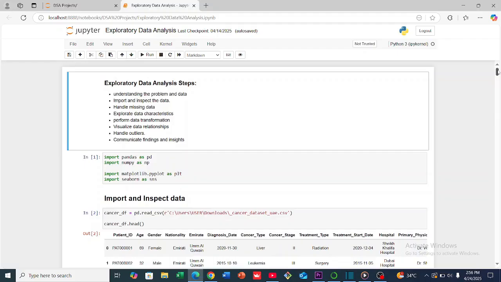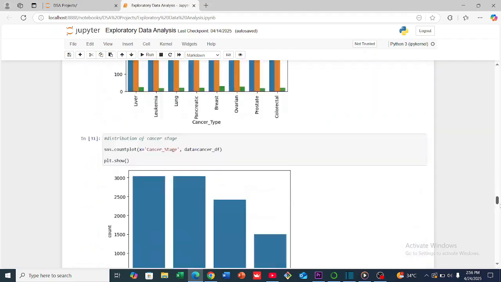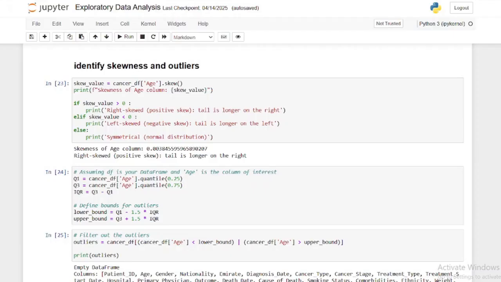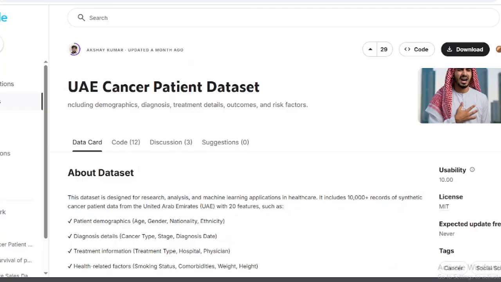In today's video, we are going to be learning how I carried out this project to analyze the cancer patient dataset using Python. This dataset was gotten from Kaggle, and as usual, I'll be dropping the link in the description section. So in case you're interested in coding along with me, you can go ahead and download this dataset.